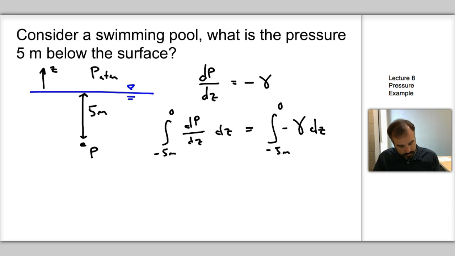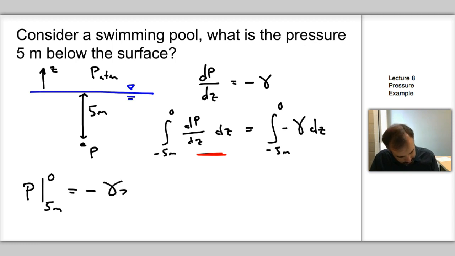The integral of this left-hand side here, dP dZ, is just going to be the integral of dP, evaluated at 5 meters below the surface and at the surface. So that is going to be P at 0 and negative 5 meters. Right? And then if we integrate the other side, gamma is not a function of Z, it's a constant, so we can pull that out, integrate, and we simply get negative gamma Z evaluated at 0 and negative 5 meters.